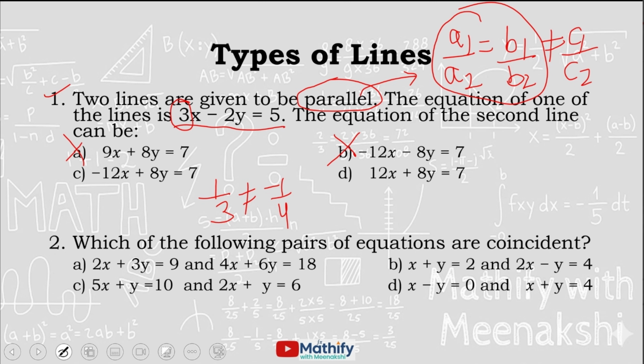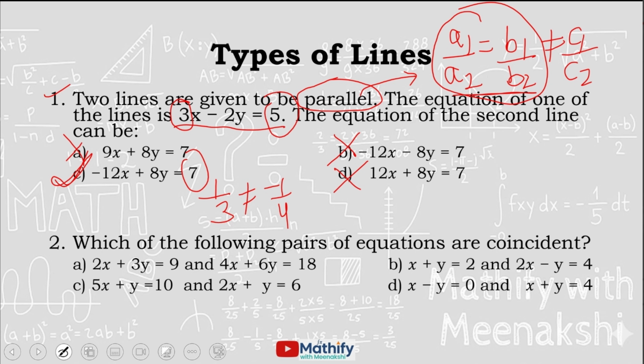So here the first two ratios are satisfied, a1 by a2 is equal to b1 by b2. Now we have to check that c1 by c2 should be different from this. What is c1 by c2 here? That is 5 by 7. Yes, it's different from minus 1 by 4. So the correct option is C. No need to check option D. Let's move to the second question.